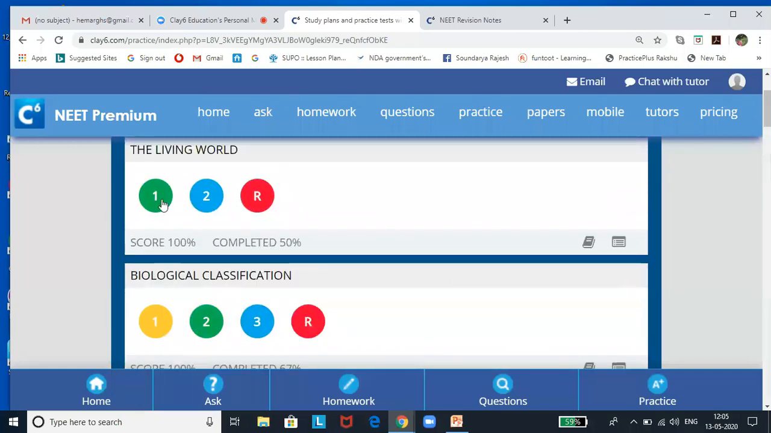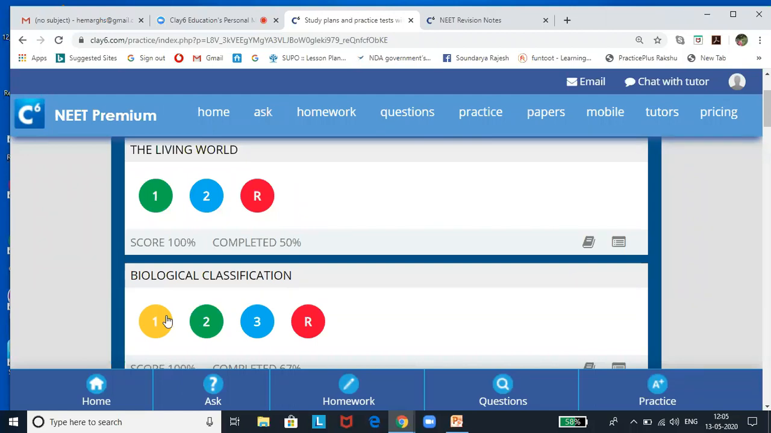So the green bubble shows that you have completed the test, but you can revisit the test again. Suppose you have scored less in the first test, you want to improve your score, you can come and retake the test to see how you have improved. If it is a blue bubble, it shows that you have not taken the test yet. And this red bubble is a randomized test. If you have completed the lower levels and you want to see, as a part of your revision, you can come here and click it and take the test to see where you stand.